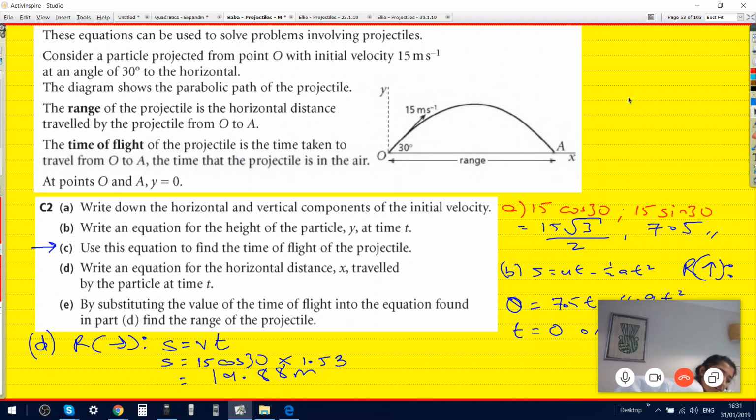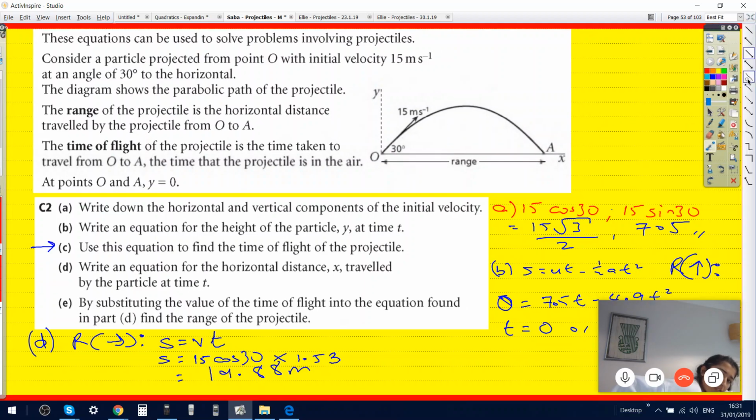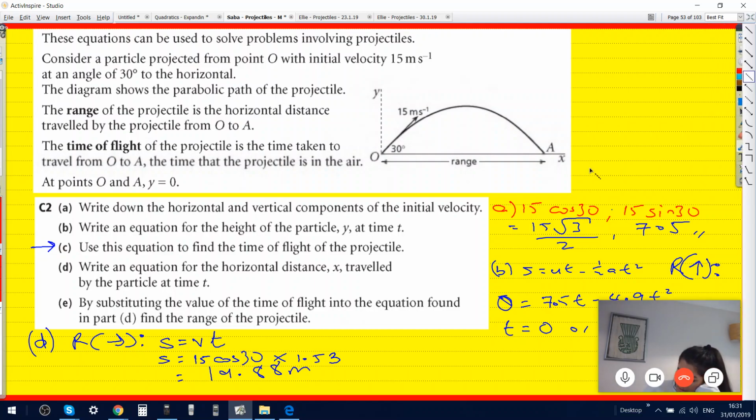I don't get it. What is the range? 0 to whatever its maximum height was. No. Oh, range. This range. Yeah. This range here on the horizontal. 0 to 1.53.